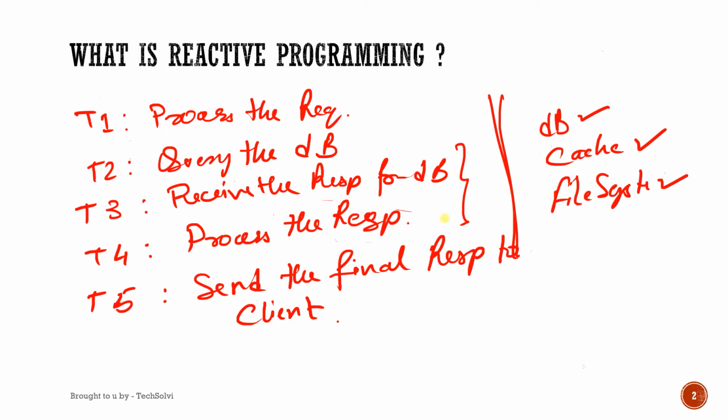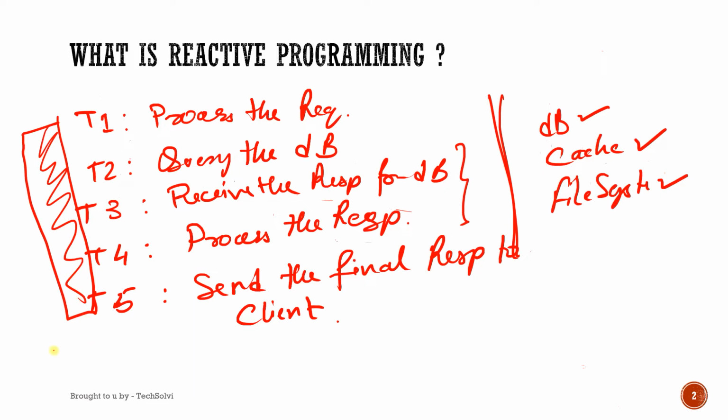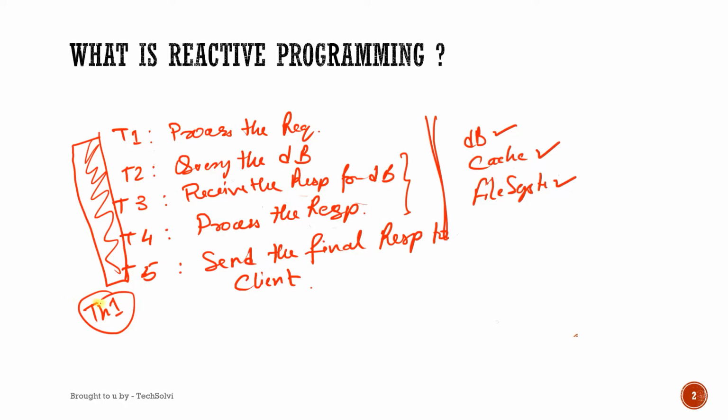Now if we analyze the utilization of the resource in this particular case, say this whole task is being run by one single thread. Let me give the name th1, thread 1. Now analyze how all these tasks, that is task 1 to task 5, are getting executed in this particular thread.